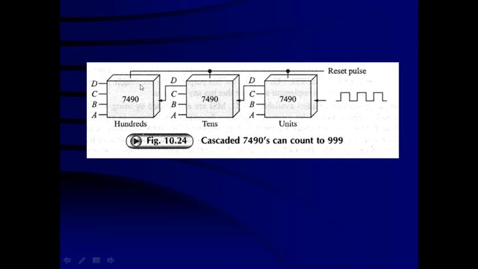All counters are initially reset. So all the flip-flops are going to be reset. DCBA is going to be 0000. Here also it is going to be 0000. Here also it is going to be 0000.